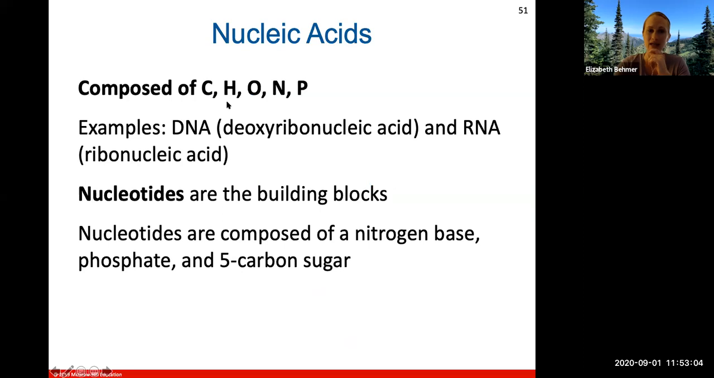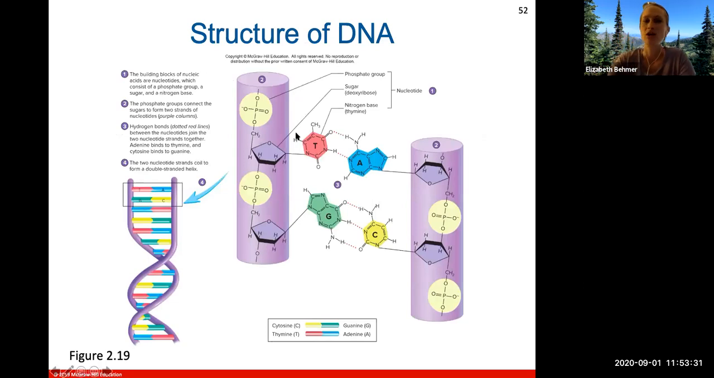Nucleic acids are composed of carbon, hydrogen, oxygen, nitrogen, and phosphorus. Examples of nucleic acids that you guys should be familiar with are DNA and RNA, and there are little differences between the two. Nucleotides are the building blocks of nucleic acids, and nucleotides are composed of a nitrogen base, a phosphate group, and a 5-carbon sugar. So this is the structure of DNA, and we'll just briefly talk through this.